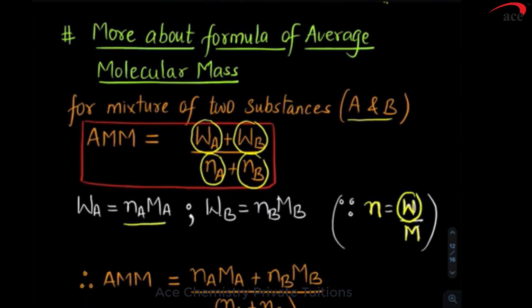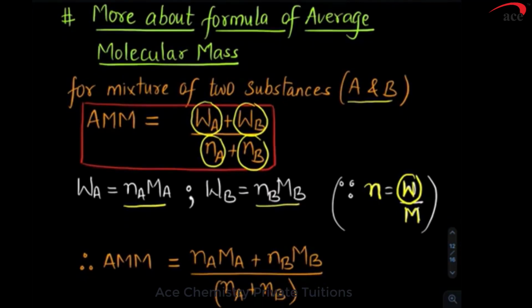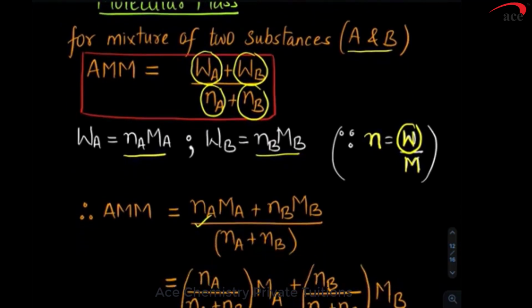So, how to write down mass? Yes, moles multiplied by molecular mass. So, can we write down moles multiplied by molecular mass for mass A and moles multiplied by molecular mass for mass B?